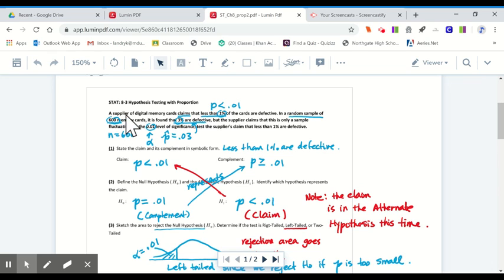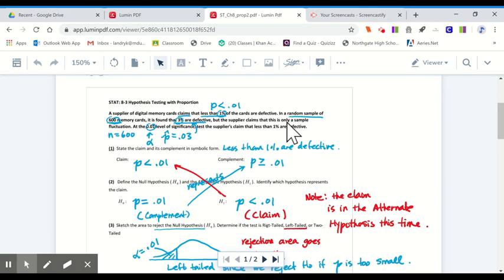This problem says a supplier of digital memory cards claims that less than 1% of the cards are defective. So there is your claim that the percent of defective memory cards, P, is less than 1%. So P is less than 0.01. That's the claim. In a random sample of 600 memory cards, there's your N, 600, it's found that 3% are defective. So that's your sample proportion, which is 0.03.